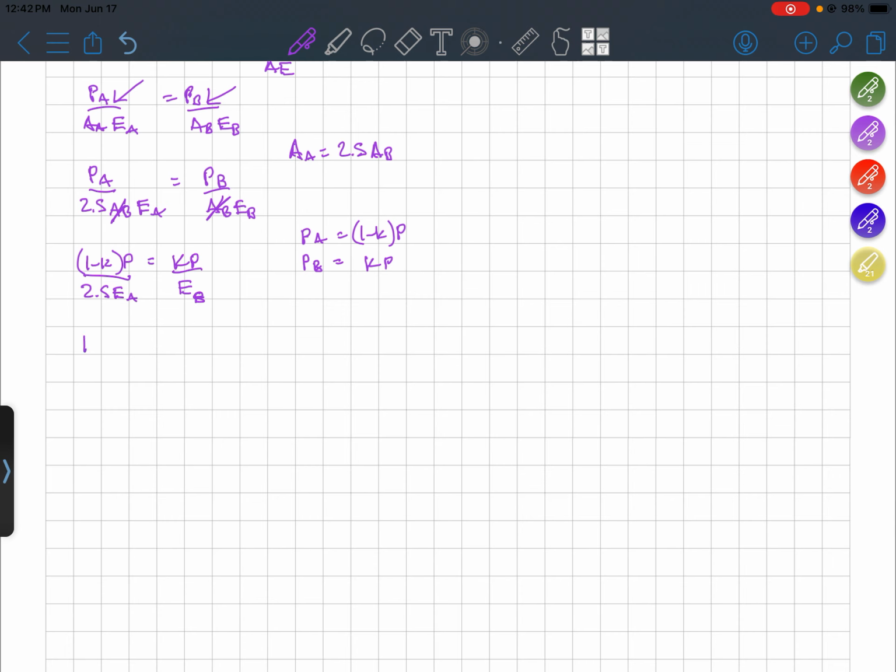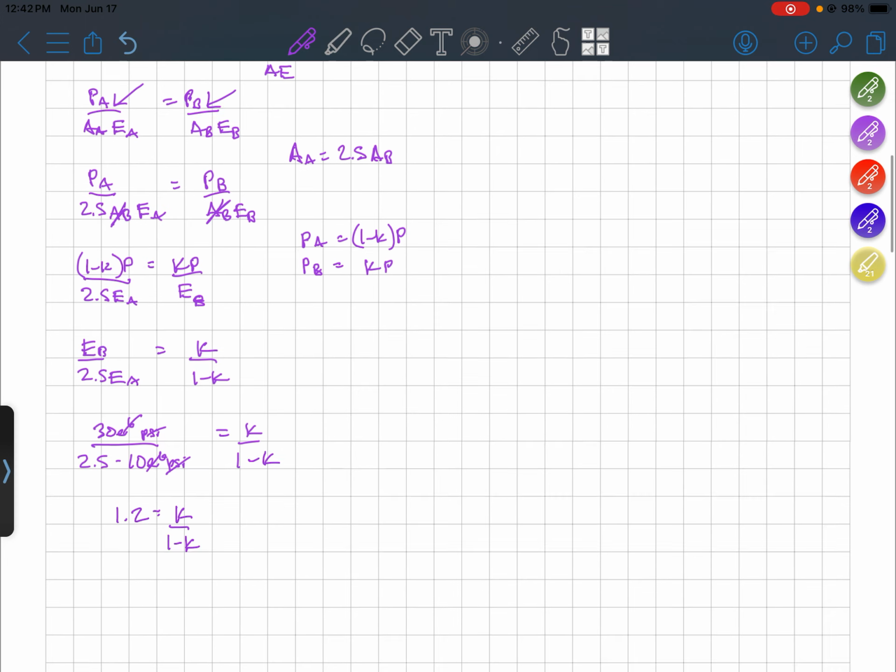Now I'm going to rewrite in like terms on each side. E_B over 2.5 E_A is equal to K over (1 minus K). Good, let's put some numbers to it. 30 million psi over 2.5 times 10 million psi. The psi's cancel, the millions cancel, and I can solve for that: 1.2 equals K over (1 minus K).